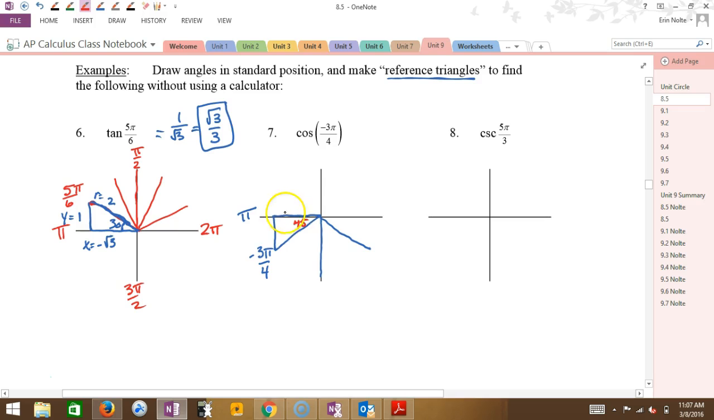Okay, so the short legs are the same, so they're both going to be 1s. The hypotenuse is the square root of 2. Now if I think of this in terms of the unit circle, my x is going to be negative. My y is also negative. So cosine, by definition, is x over r. So that would be negative 1 over the square root of 2, which can be reduced to negative square root of 2 over 2.